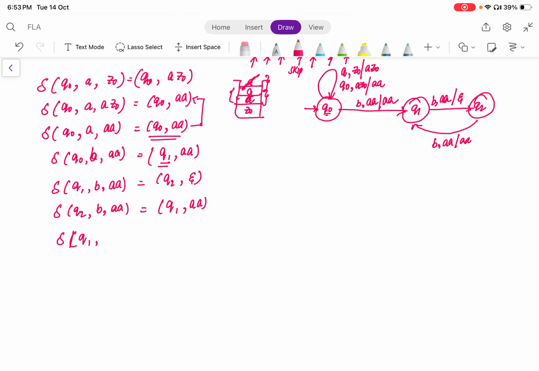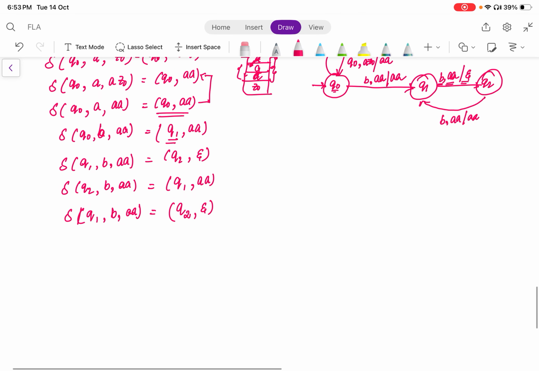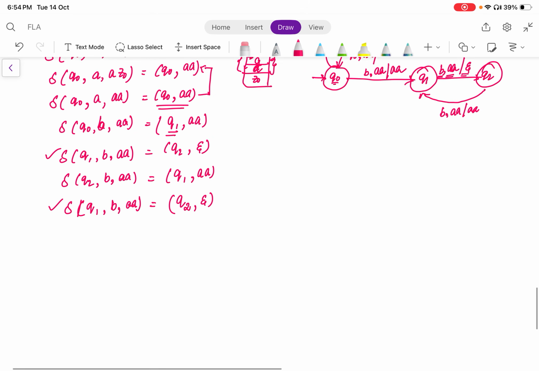Q1 is your new state. Input is B. Stack state is AA. So you are going to pop the fourth B. So Q2 is the pop state. Q2 comma epsilon. So the input is B. Okay, stack state is AA and you are popping. So this transition we already have defined. So you don't have to write this transition again. So these two transitions are the same. You don't have to write it again.